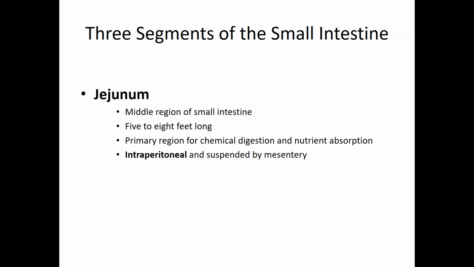The next segment is the jejunum. This is the middle segment, and there is variation in length, but somewhere in the range of 5 to 8 feet long. Being relatively long and already primed with lots of enzymes, this is the primary place for chemical digestion and nutrient absorption. Unlike the duodenum, the jejunum has an intraperitoneal location, and it's attached to a mesentery, which is anchoring it to the dorsal body wall.